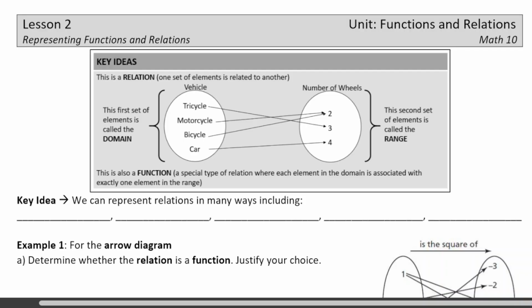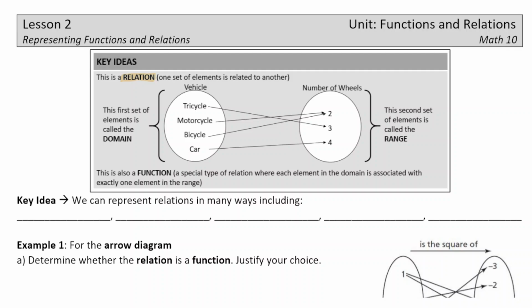In math, when we relate one variable to another, we call that a relation. I'm going to highlight that keyword here. And then we have some names for the sets of elements that we're relating to each other. So the first set of elements, we call that the domain. We'll use blue for domain today.